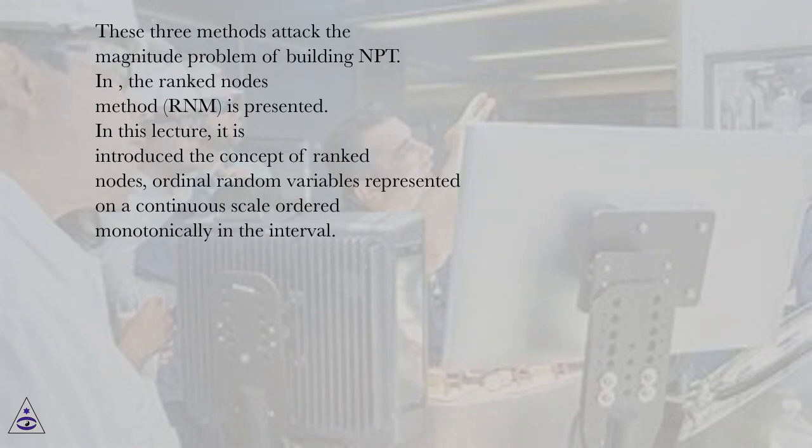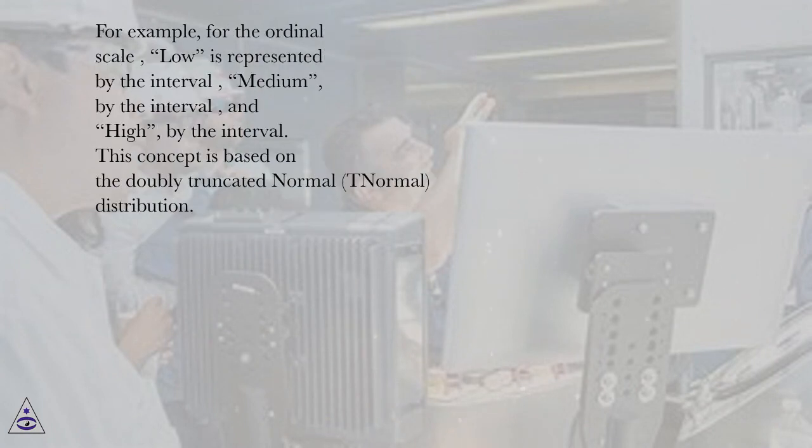Now, the ranked nodes method, RNM, is presented. In this lecture, it is introduced the concept of ranked nodes, ordinal random variables represented on a continuous scale ordered monotonically in the interval. For example, for the ordinal scale, low is represented by the interval, medium, by the interval, and high, by the interval. This concept is based on the doubly truncated normal, t-normal, distribution.